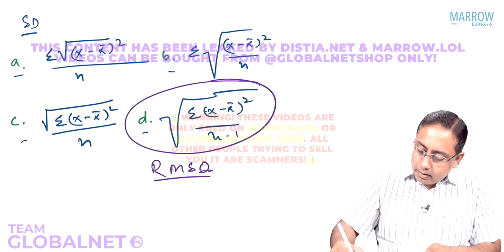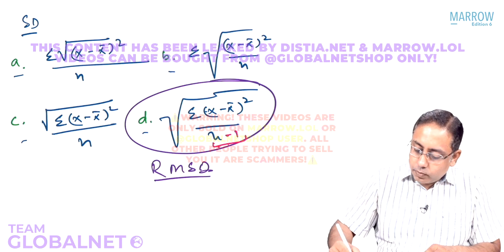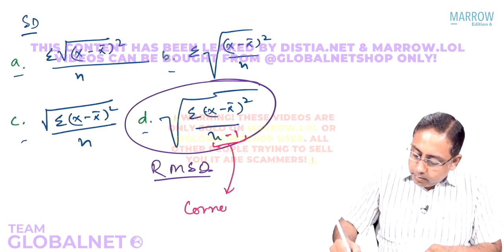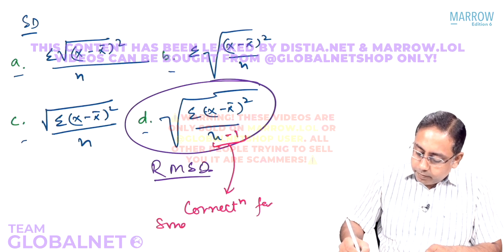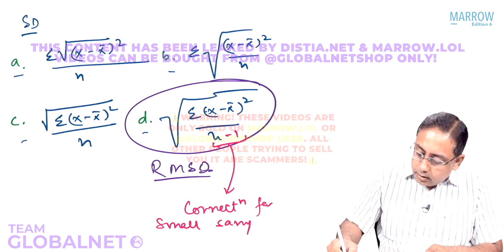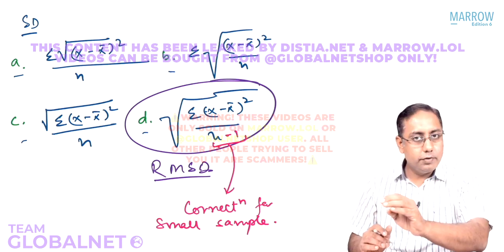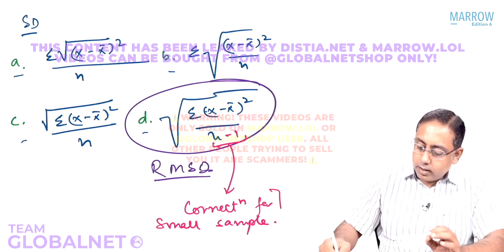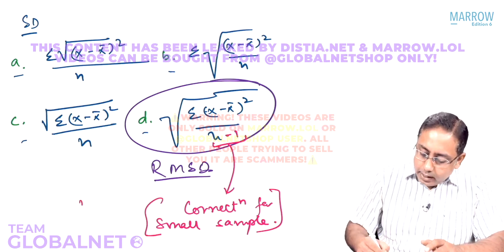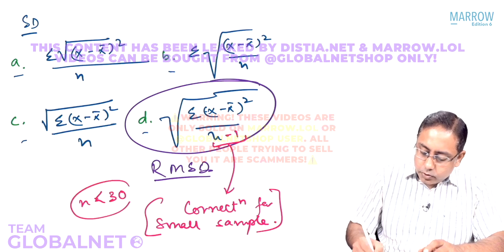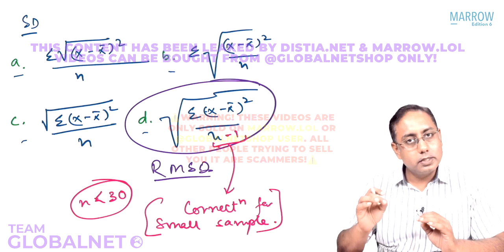So what is this n minus 1? N stands for the sample size, you already know. So n minus 1 is a small correction we use for small samples. That means the formula for standard deviation is root mean square deviation, but with n minus 1 whenever the sample size given is very small. What do you mean by small sample? N will be less than 30. So in case of n less than 30, the formula becomes divided by n minus 1.